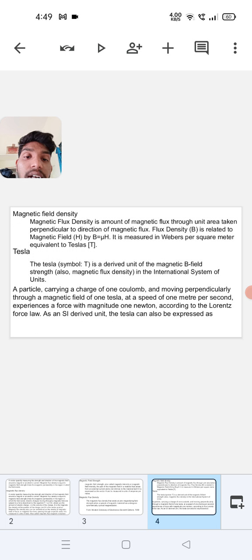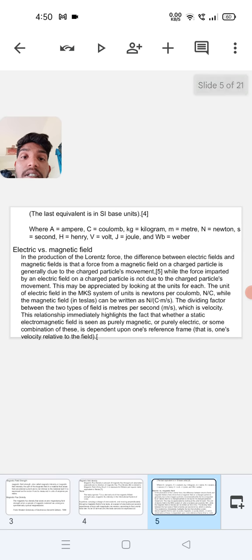the Lorentz force law. As an SI derived unit, the Tesla can also be expressed in equivalent SI base units, where A is ampere, C is coulomb, kg is kilogram, m is meter, N is newton, s is second, H is Henry, V is volt, J is joule, and Wb is Weber.